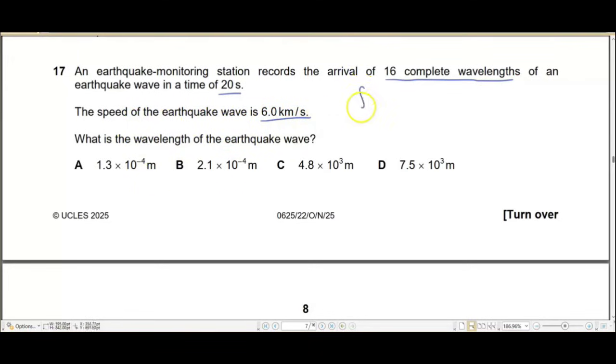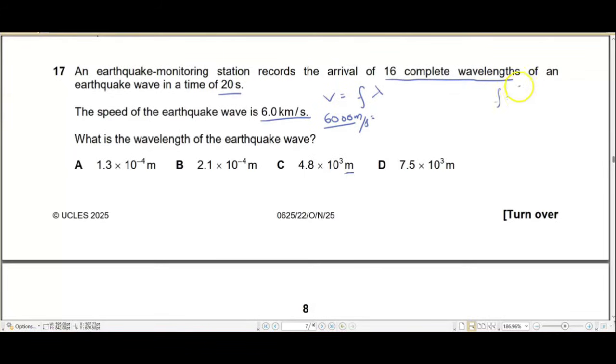All these entities are joined together by the formula v = fλ, where v is the speed, f is the frequency, and λ is the wavelength. We already know the speed, which is 6 kilometers per second. But you should also see that the answers are in meters and not in kilometers, so we've got to convert this into meters per second. So 6 kilometers would be 6,000 meters per second. And we have to find the frequency as well.